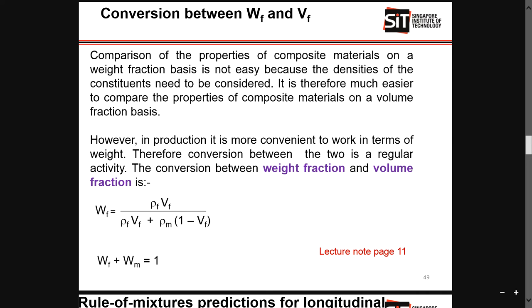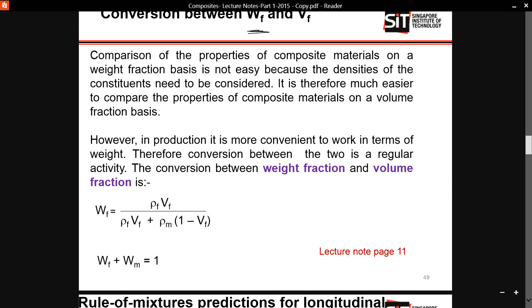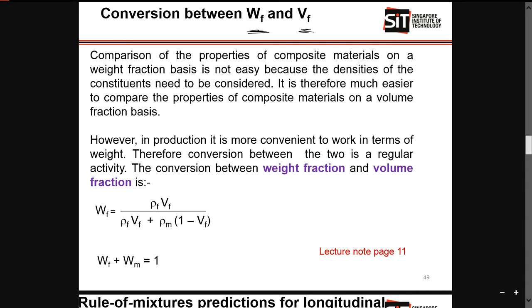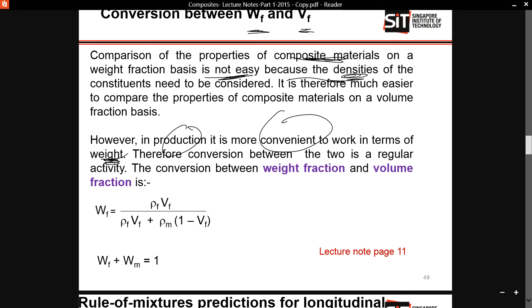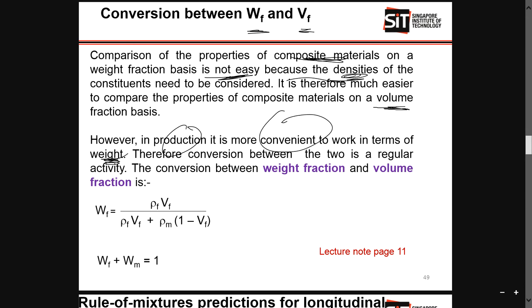So there is a need for conversion between the weight of the fiber and the volume of the fiber. The reason behind this conversion is that in production, it is more convenient to work in terms of weight. But in the case of composite materials, the densities are not easy to determine, and therefore it is easier to deal with things in terms of volume.